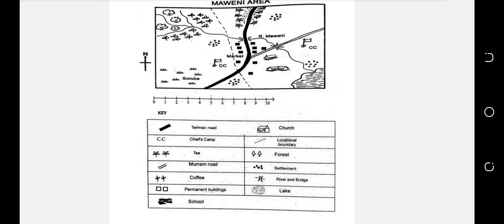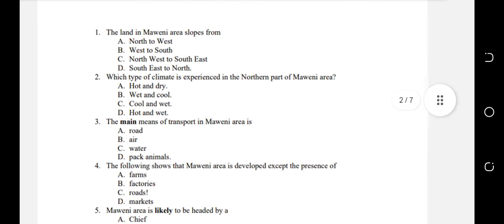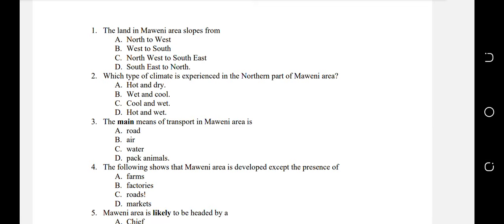Now, let us go to the questions. Question 1: The land in Maweni area slopes from. This question is very common in KPSEA. The land in Maweni area slopes from. Now, we go back to the map.